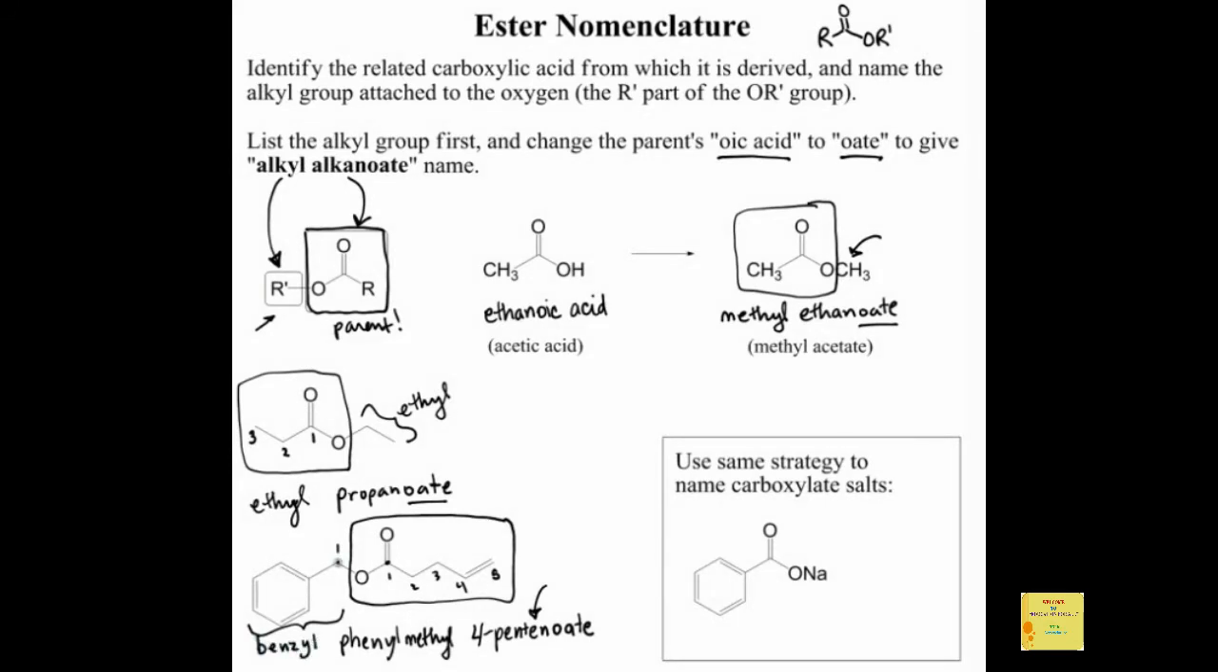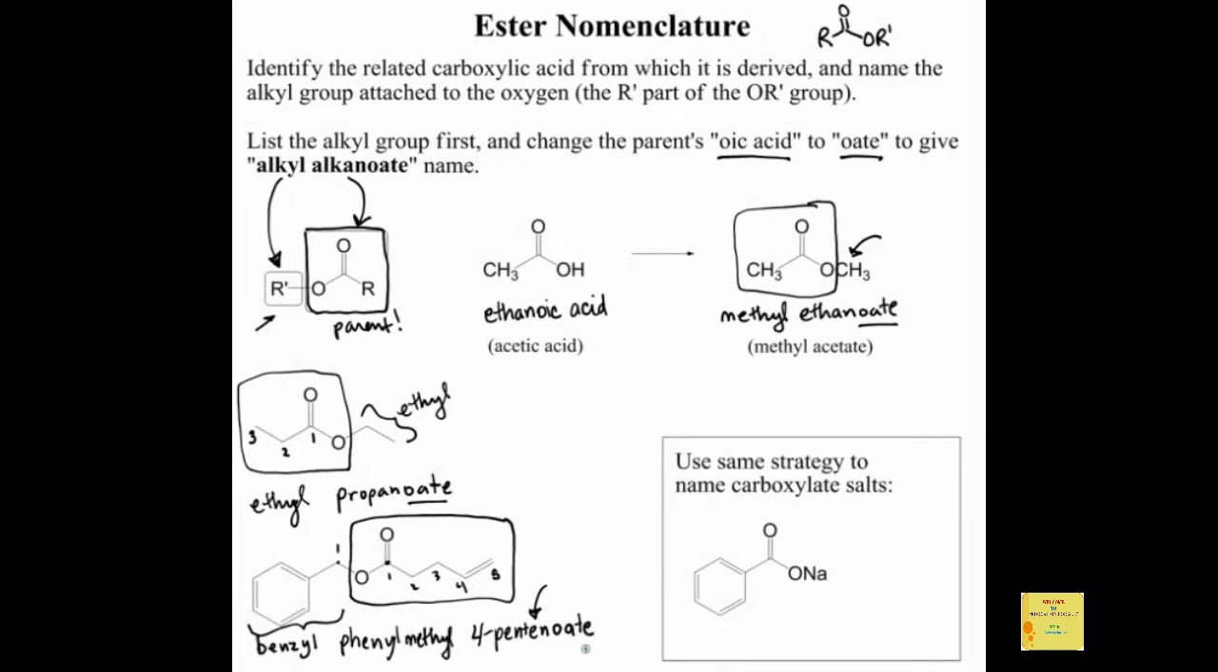Right, the carbon next to a benzene ring is described as a benzylic position. This is called a benzyl group. So a common name for this might be benzyl 4-pentenoate. That would be the common name. But the IUPAC name is phenylmethyl 4-pentenoate.